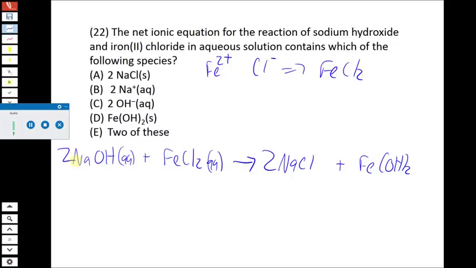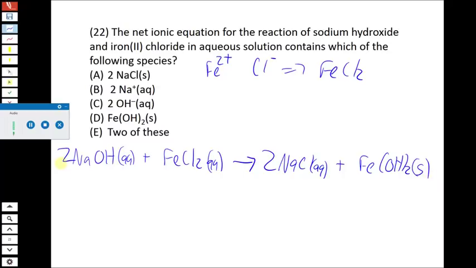The next thing to think about is solubility rules to figure out which, if any, of these is going to precipitate. Sodium compounds are always soluble, anything with a group 1 cation, lithium, sodium, potassium, and so on. So that's going to remain dissolved, aqueous. Iron hydroxide: most hydroxide compounds are insoluble except when they're paired with group 1 like sodium. All the transition metal hydroxides in particular are going to be insoluble, so that's going to be our precipitate, marked with an S for solid. All right, so that's the total or molecular equation, as we call it.